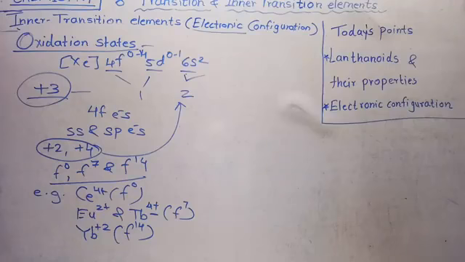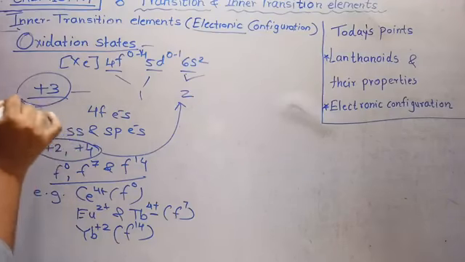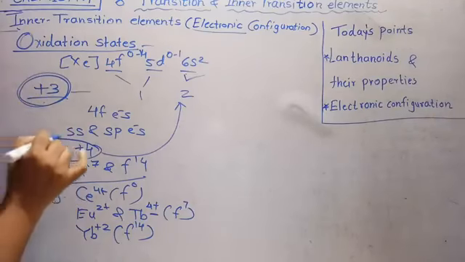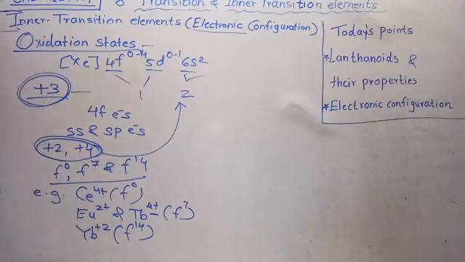Clear? That means lanthanoids show the common oxidation state +3. Besides this, they have a tendency to show +2 and +4. Why do they not show higher oxidation states? Because 4f electrons are not involved in bonding.